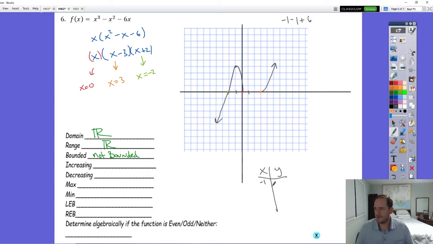We should also evaluate at +1. At +1, we get 1 minus 1 minus 6, so -6. Oops, I missed that point. You really should be careful to hit your points, so I'm going to do this again, just as good modeling. That should go up, up, up. That's it for number 6.